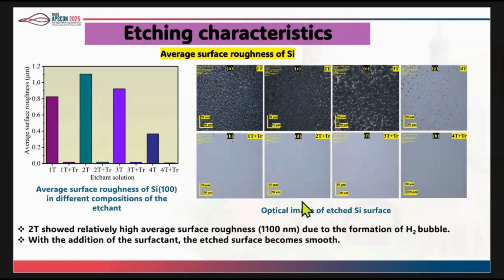And why does it become smooth? Because this surfactant molecule prohibits the formation of H2 bubbles. That's why the surface becomes smooth and no hillocks are formed on the surface. In that case, we get a very smooth surface in the 48% TMAH plus 100 ppm Triton solution, where the surface roughness is 10 nanometers after 5 hours of etching.